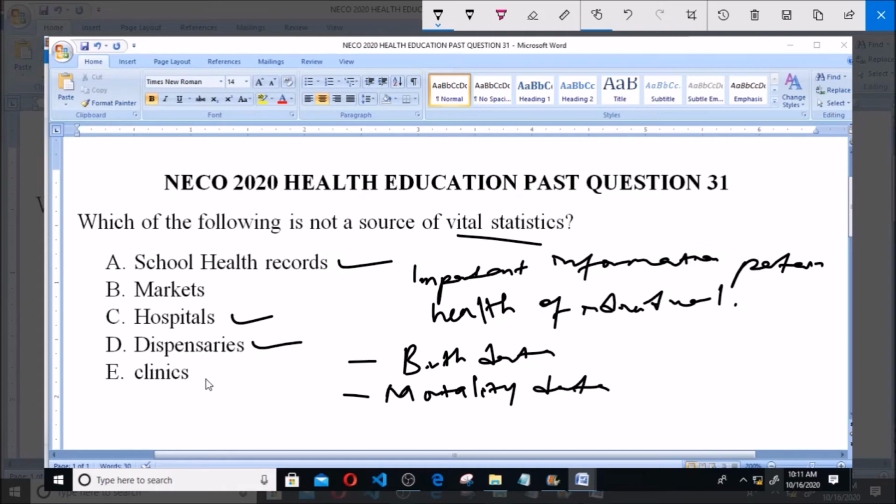But in the markets, where transactions, where selling and buying of goods occur, it is not possible to get these vital statistics from the market. So therefore, market is not a source of vital statistics, making it the correct answer to this question, which is option B.